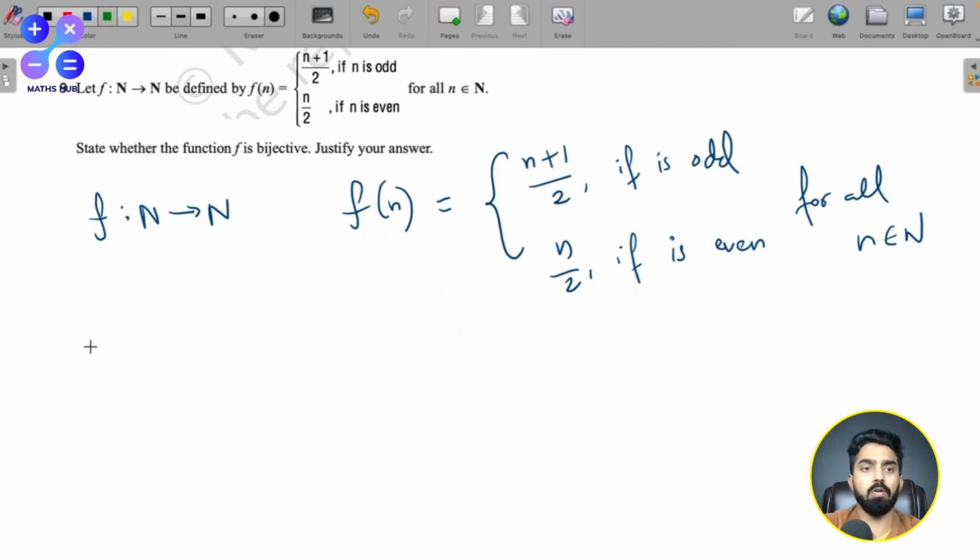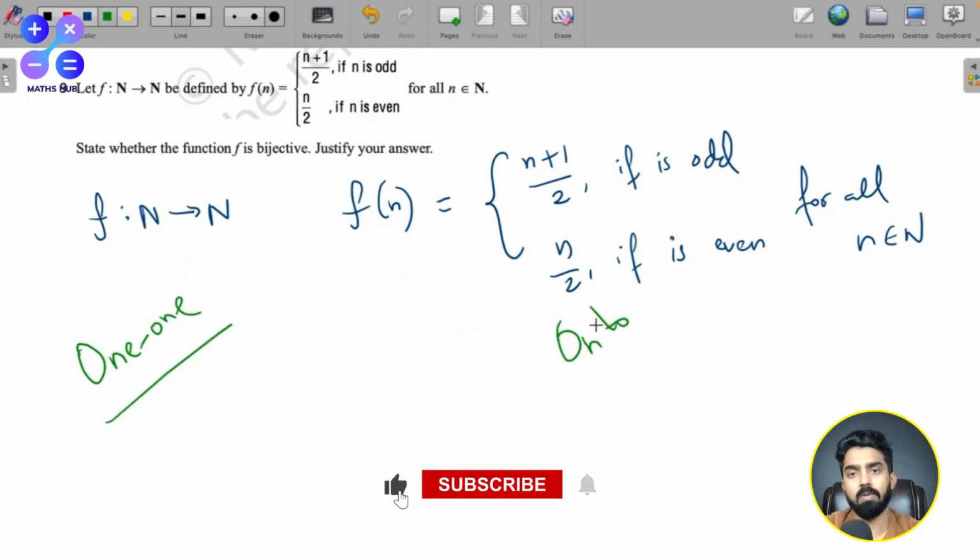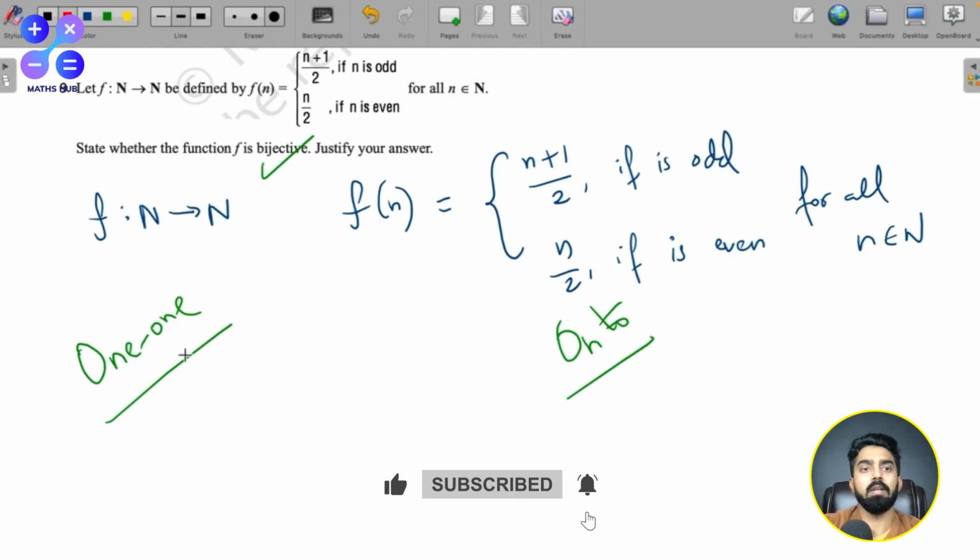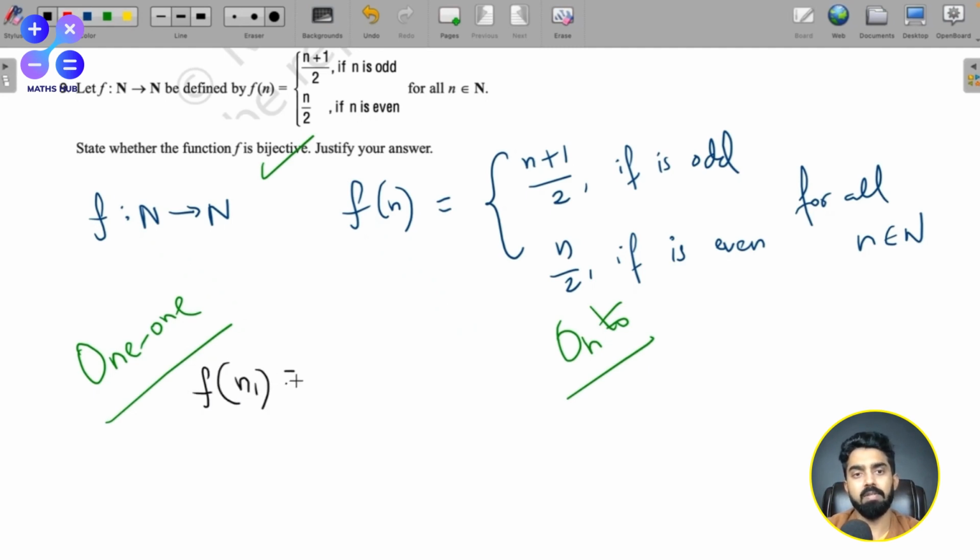Now let's get on to our usual drill, right? Is it one-to-one? Is it onto? Say if it is bijective or not. To prove it's one-to-one, we need to say f of n1 equals f of n2, and if it is true, then n1 should be equal to n2. So what is f of n1? We are not sure, right? In this case we need to take two types of cases: n1 is odd and n1 is even. So let's take both n1 and n2 odd, because only then can you say that these two are equal, right?